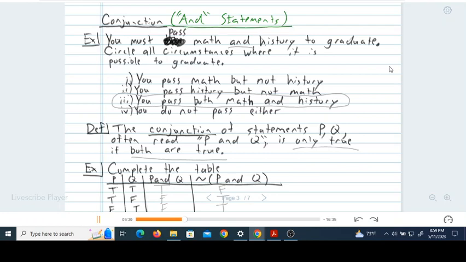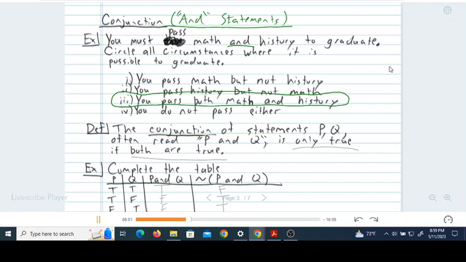Now, let's go ahead and look at this example. Suppose you must pass math and history to graduate. Circle all circumstances where it's possible to graduate. So number one, suppose you pass math but not history. Not good enough because it says the word and. You've got to have both. What if you pass history but not math? Again, not good enough. Option 3, you pass both. That means you are eligible to graduate. So we'll circle that one.